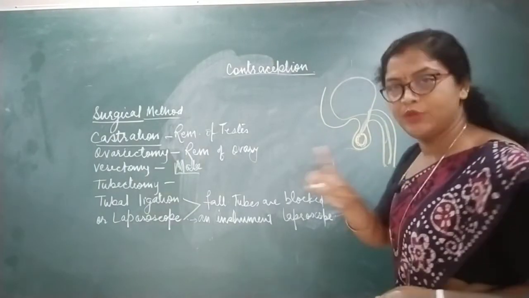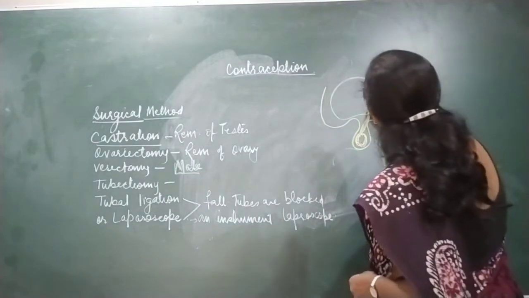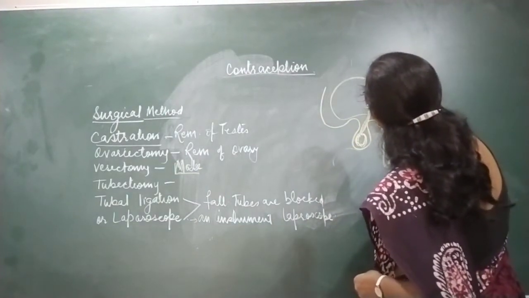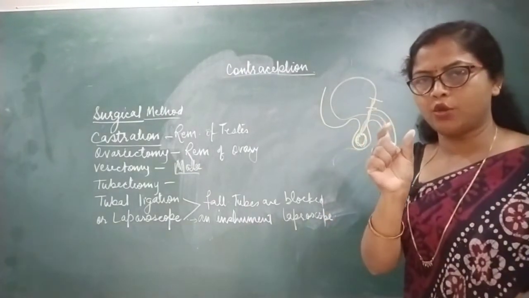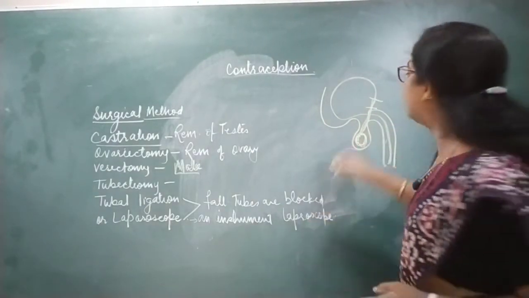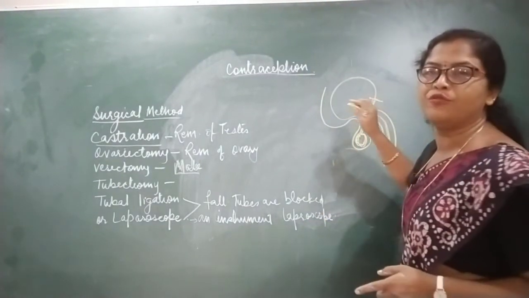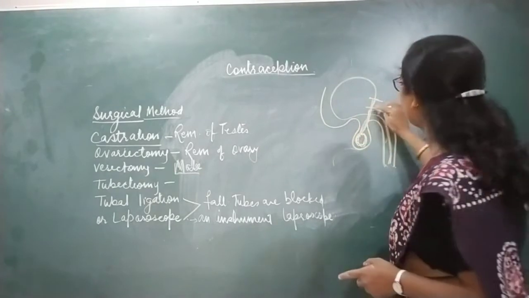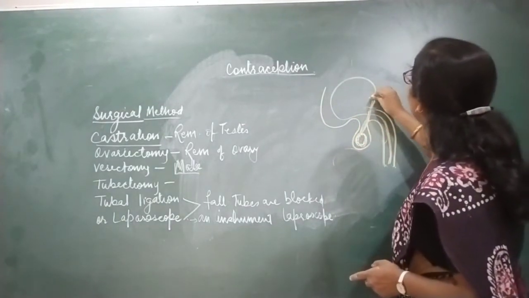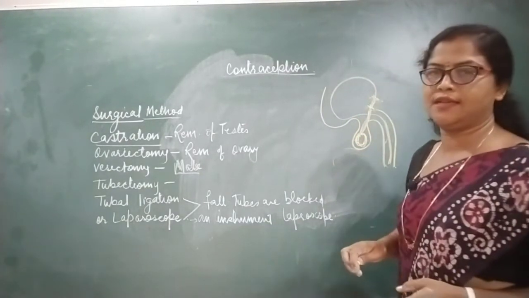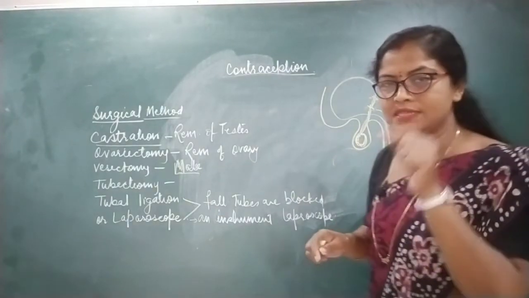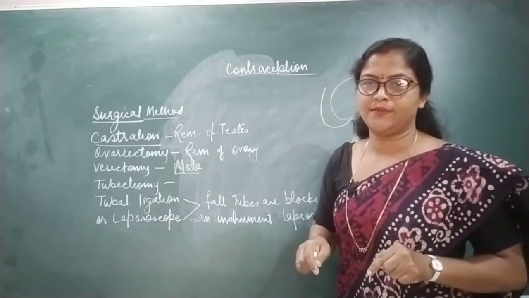Then in vasectomy, what is done? You know, the vas deferens, a small part of the vas deferens is cut and removed. Cut and remove. They are cut and removed, and a knot is tied near both the cut parts.